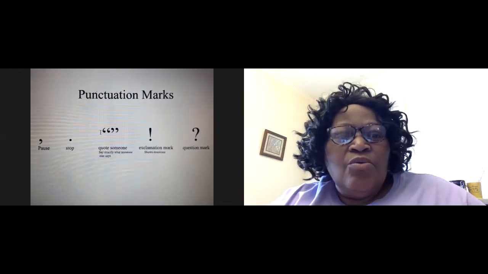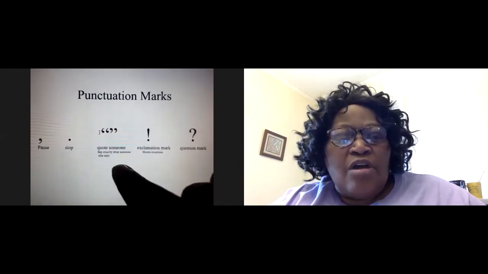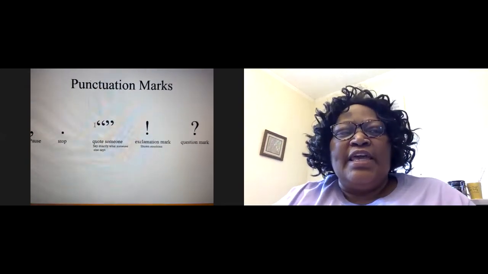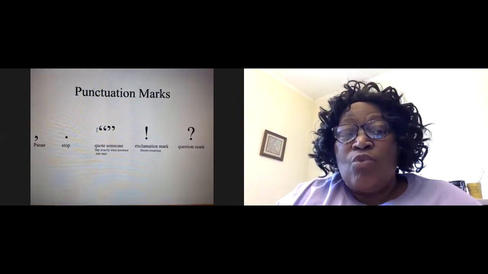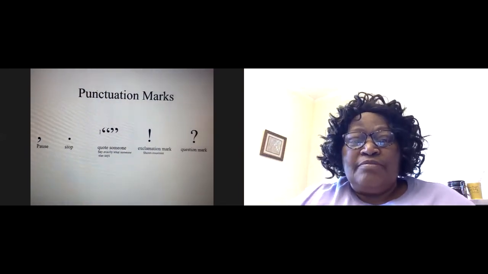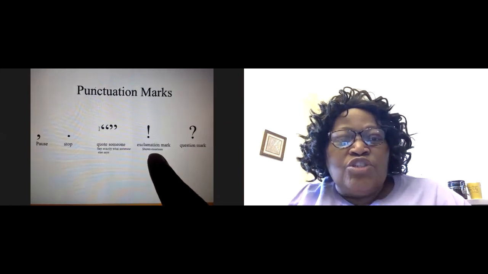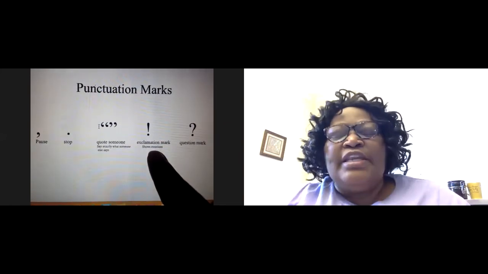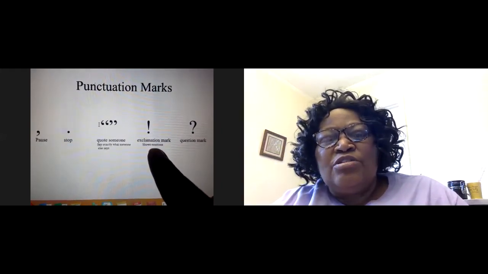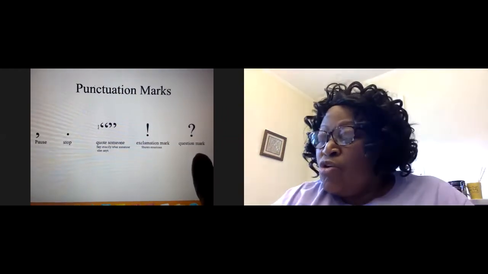Okay. We see quotation marks. Quotation marks are used when we quote someone. And that means we say exactly what someone else says. We use their same words. Exclamation mark, we show emotions or get excited. Okay? And question mark is what we use when our sentence asks a question.